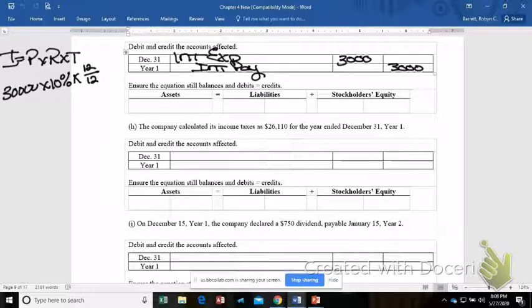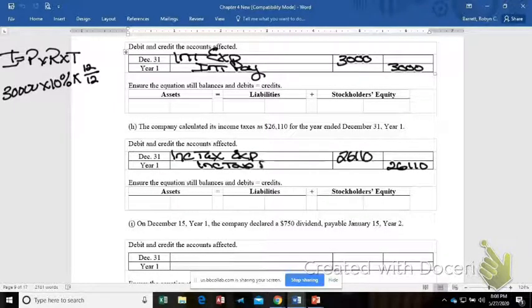All right. The next one gives you the number, 2610. What would be my debit and credit? Income tax expense and income tax payable. You got it. Income tax expense and income tax payable.